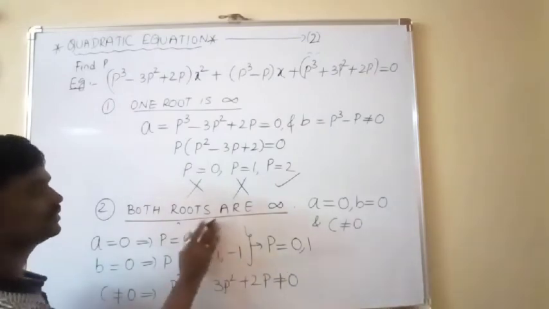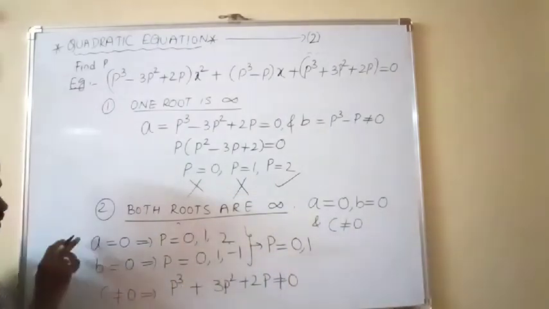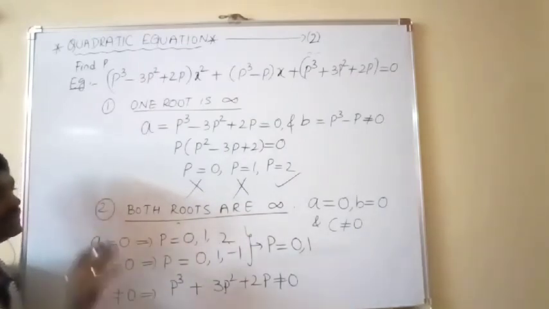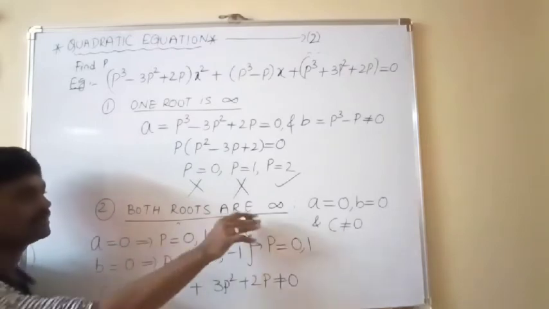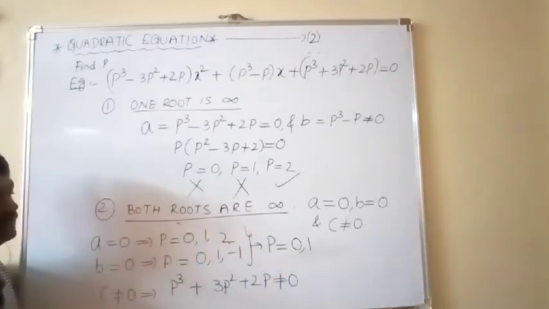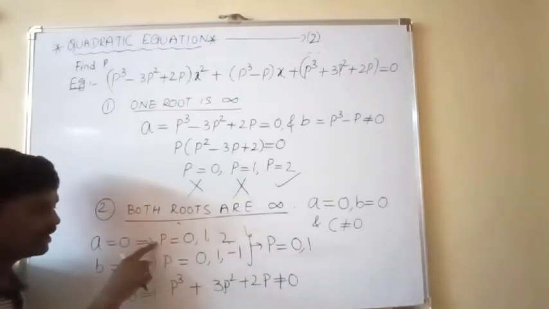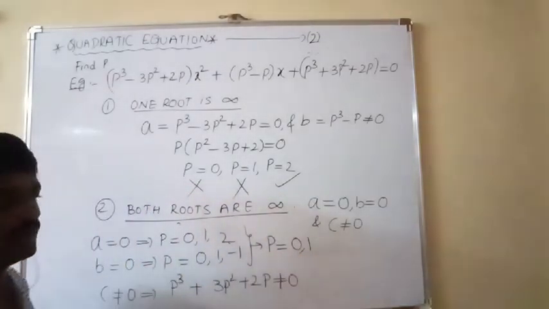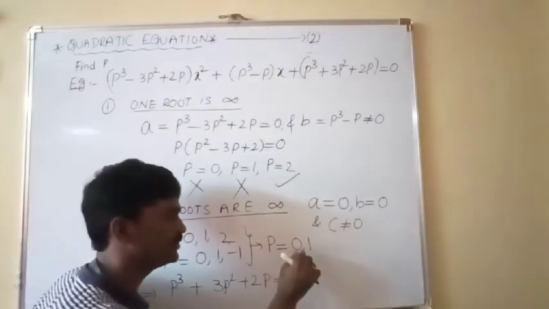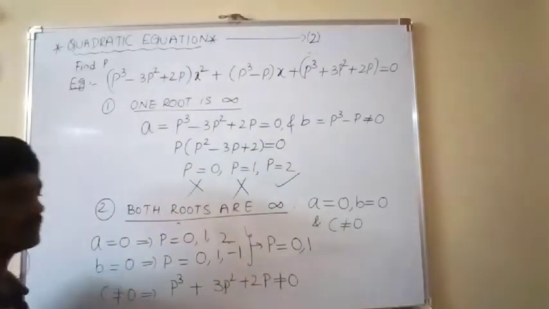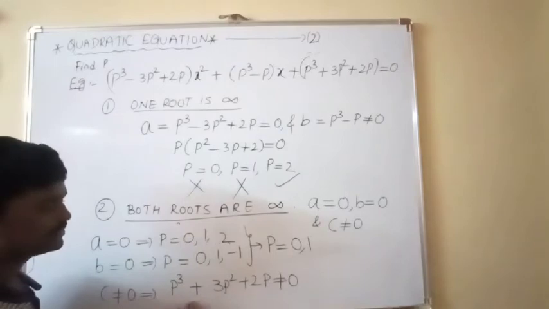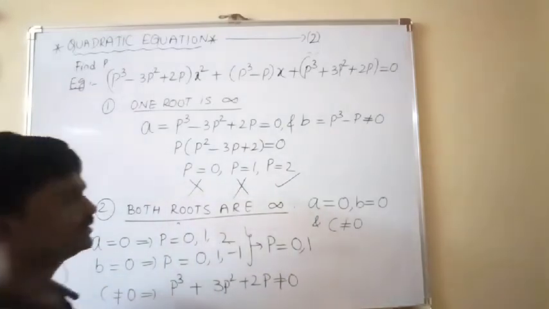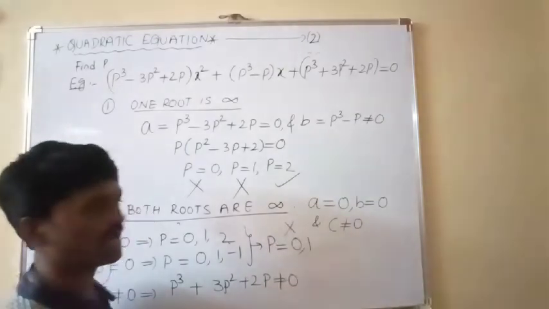Not required to consider 2 and minus 1, because only when all the three conditions are satisfied simultaneously can we say that both roots are infinity. So A should be 0 and B should be 0 only for these two values of P. Now among these two values, which value of P satisfies the third condition? If you substitute P value 0, what do you get? 0 plus 0 plus 0 not equal to 0 is false. So P equal to 0 is not acceptable.